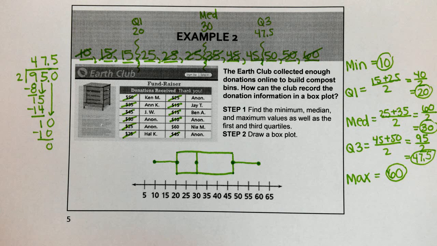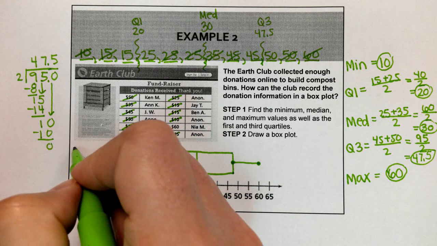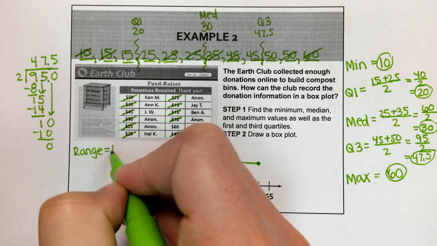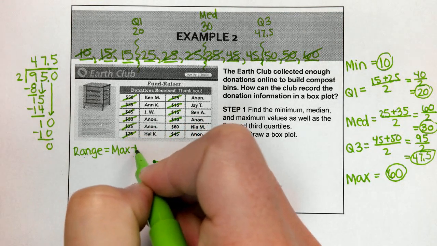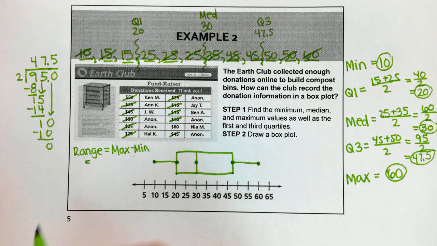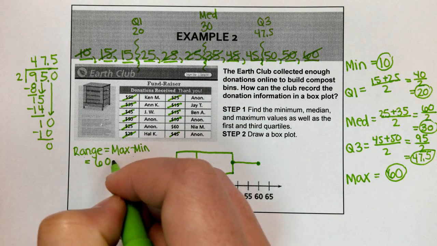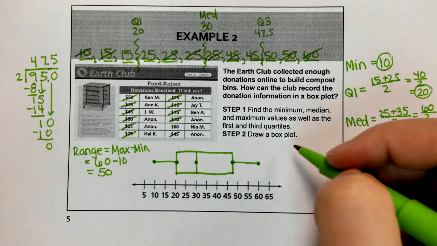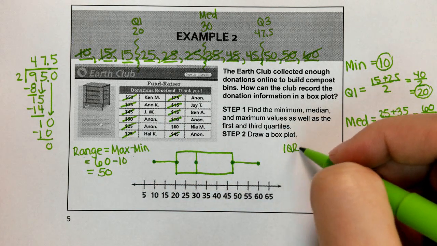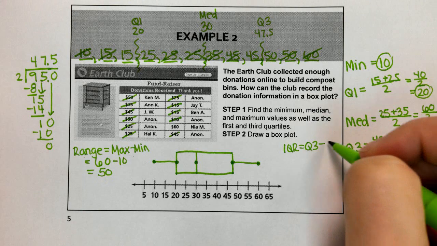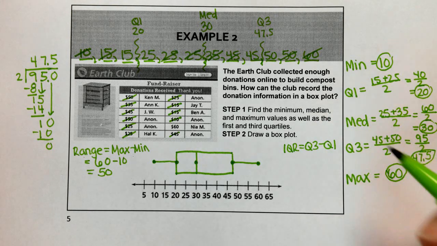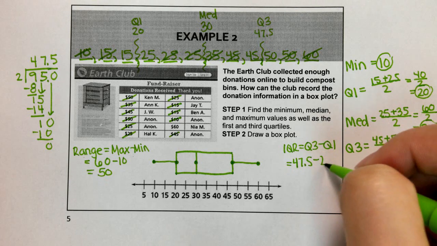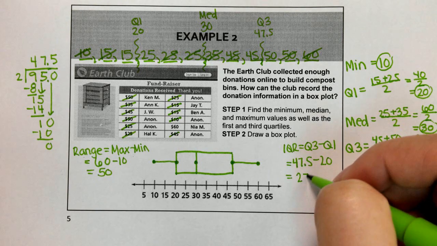Now we could also extend off this. We can go ahead and find the range. So remember the range, we take the maximum and subtract the minimum. So here we would have 60 minus 10, which gives us 50. And then IQR, interquartile range, is quartile 3 minus quartile 1. So we have 47.5 minus 20, which would give us 27.5.